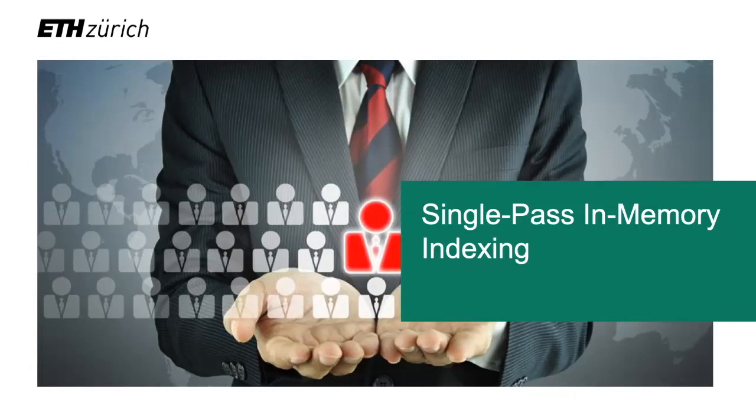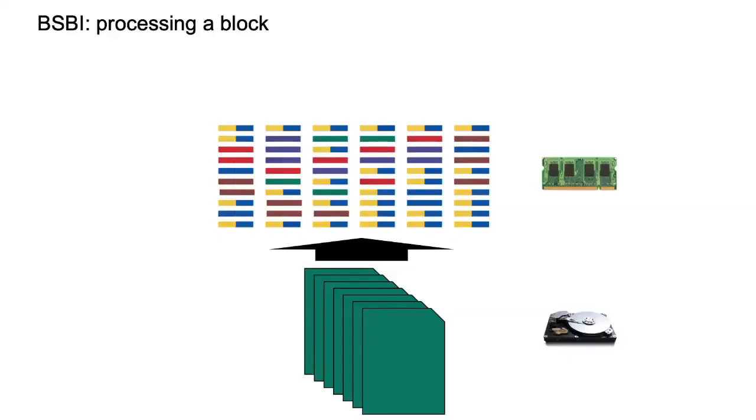So let's go to the second one, which came later. It's an improvement over the first one. That's kind of a next generation way of doing things. It's called the single pass in-memory indexing. And if you don't like that fancy terminology, you can just call it SPIMI, S-P-I-M-I, SPIMI. All right, so let's see how SPIMI works.